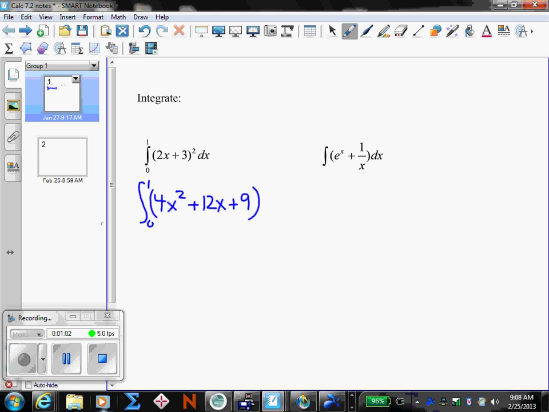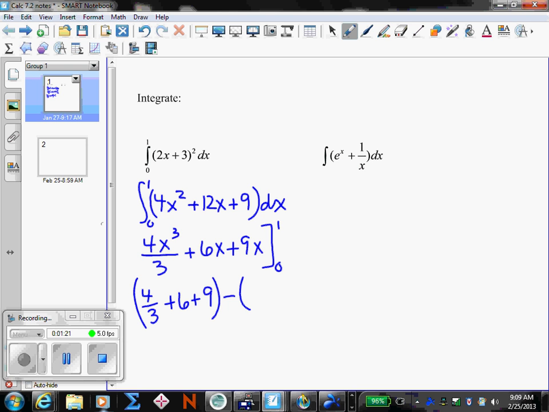9. Then I'm going to use the power rule, so 4x cubed over 3 plus 6x squared plus 9x. I'm going to use my fundamental theorem now by plugging in 1 and subtracting what I get when I plug in 0, which is just going to be 0 in this case. So 4/3 plus 6 plus 9 is 15, changed into thirds will be 45/3, gives me an area of 49/3.